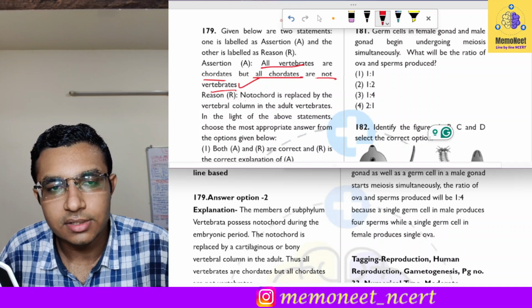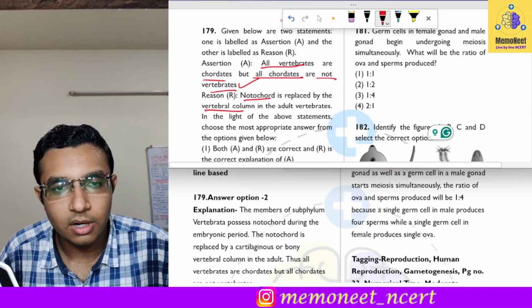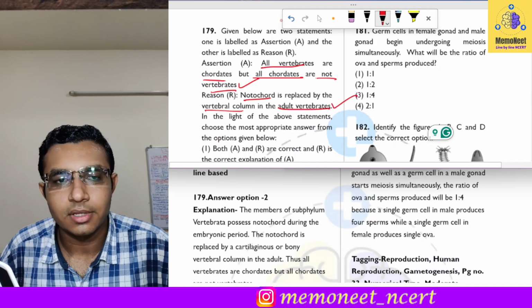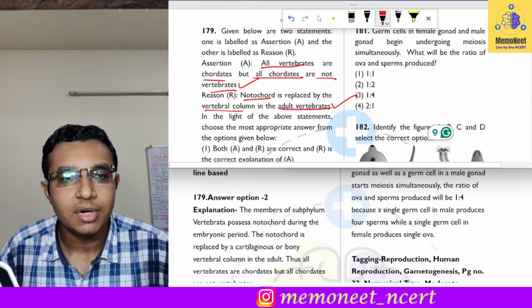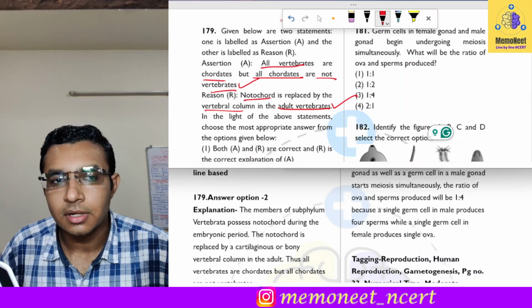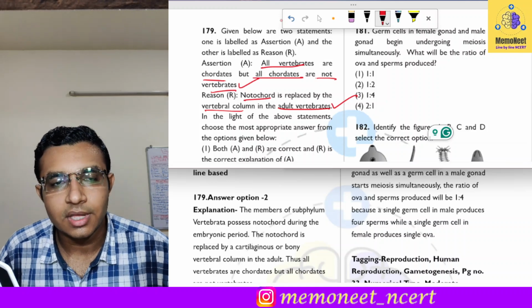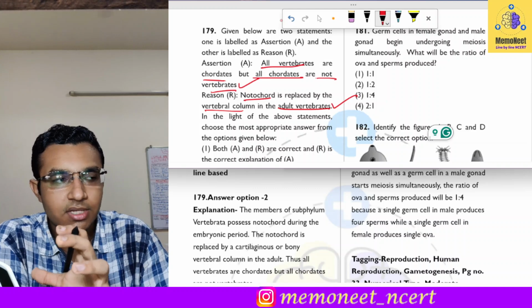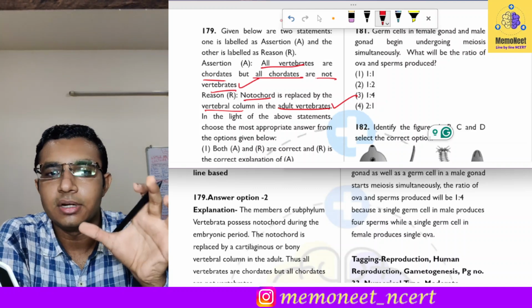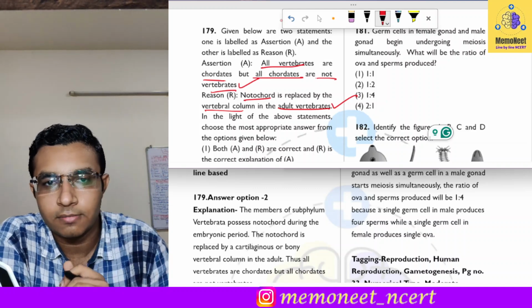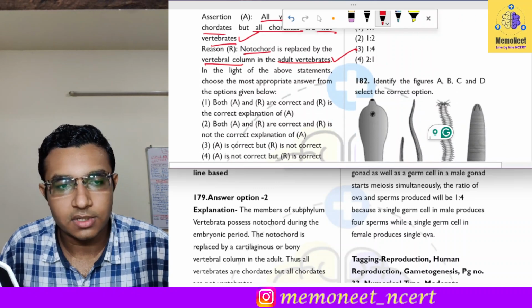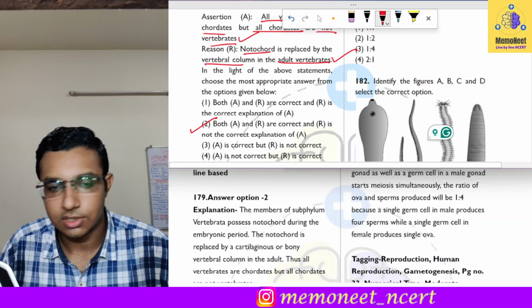The reason given here is the notochord is replaced by the vertebral column in the adult vertebrates. So is the reason correct? So yes, the reason is also correct. Okay, so this is how the vertebrates work. But is the reason correctly explaining the assertion? No, it is not correctly explaining the assertion. Okay, because the assertion is about that all vertebrates are the chordates, means all the vertebrates belong to the bigger group of chordates, but all the chordates are not vertebrates. Okay, so the assertion and reason both are correct, but the reason is not the correct explanation of assertion. Therefore the correct answer of this question is option 2.